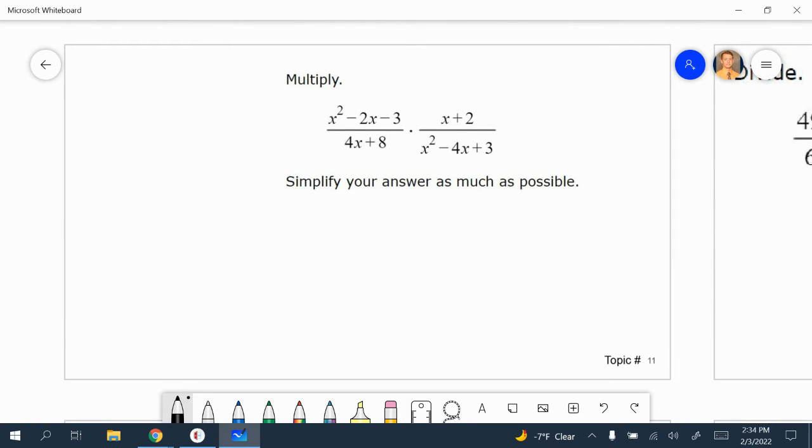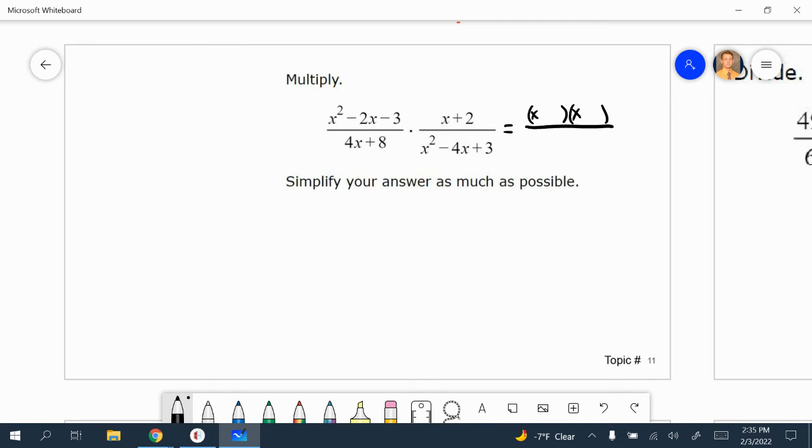Topic number 11, we've got a similar situation going on here, but I realize that we've got a lot more. We've got quadratics and stuff on the tops and bottoms of our fractions. So again, this is just a multiplication problem. So my first step would be to factor these pieces out. So on the top, if I'm factoring on this first one here, it's going to be x and x.